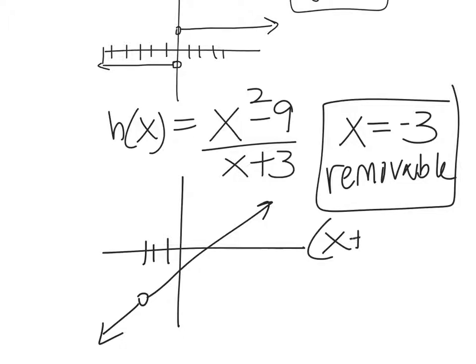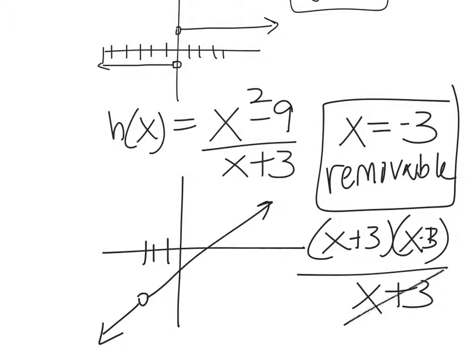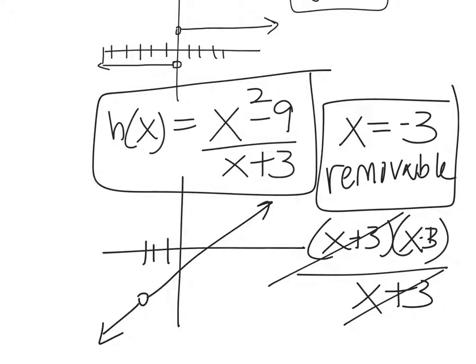If you were to factor the numerator, okay, what happens is you can reduce and you get a line. You get the line y equals x minus 3. But you have to take the original and say what the point is, okay? All right.